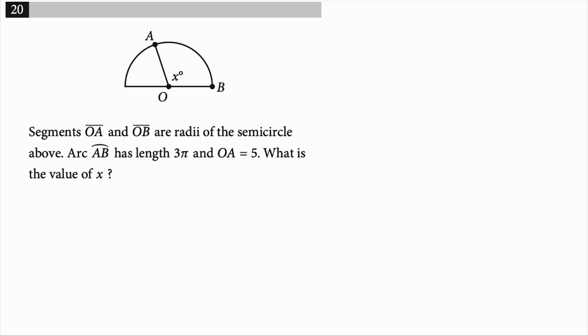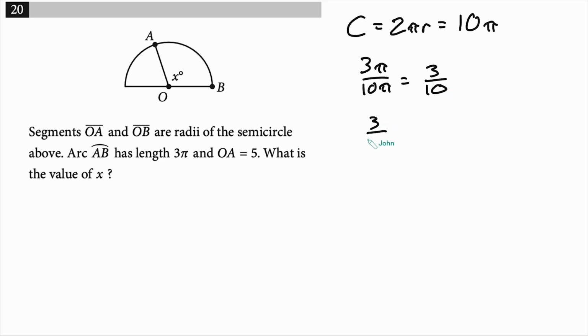Since OA is a radius, the circumference of the full circle must be 10 pi, and so arc AB accounts for 3/10 of that full circumference. And so angle x must be 3/10 of the full 360 degrees, and so that comes out to 108.